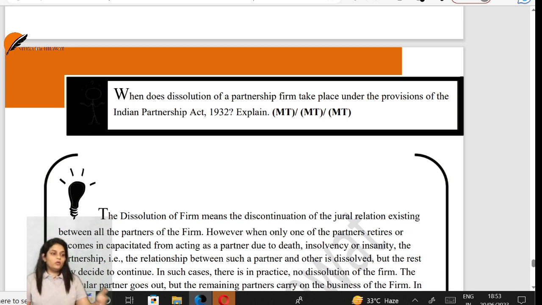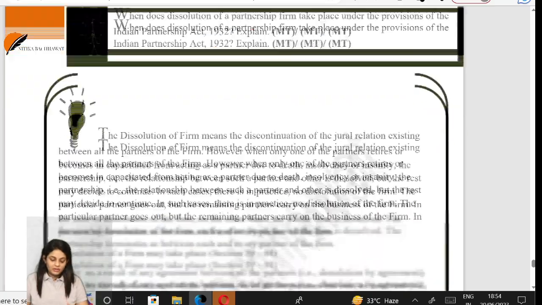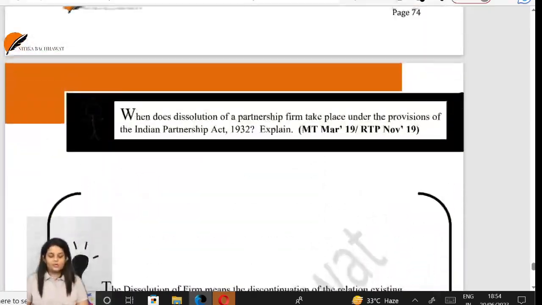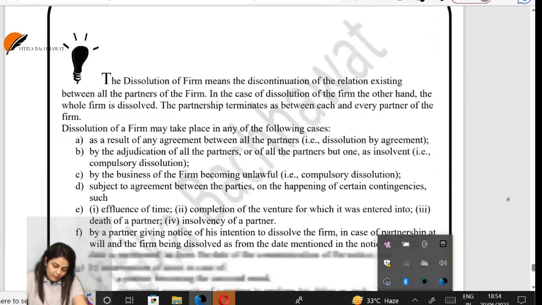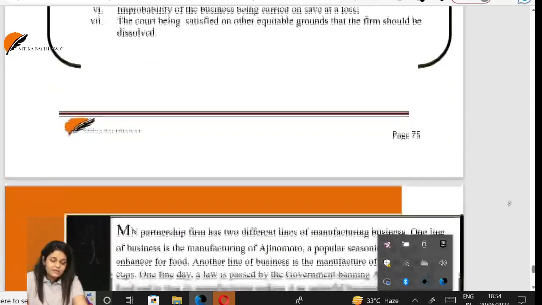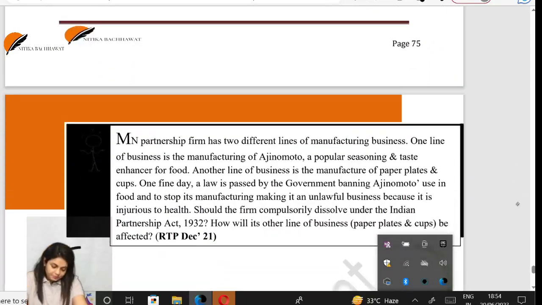With the order of the court, I just discussed permanent incapacity of a partner, all those cases, not going into that again. When does dissolution of partnership firm take place under the provisions of the Indian Partnership Act? We already discussed all of these cases.